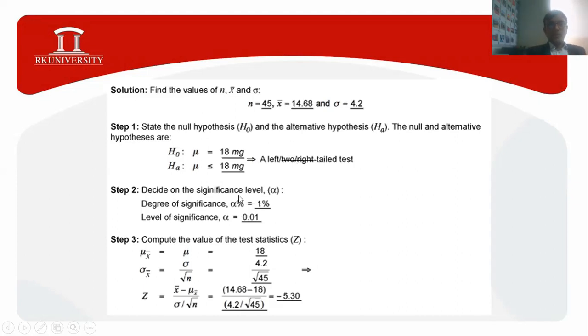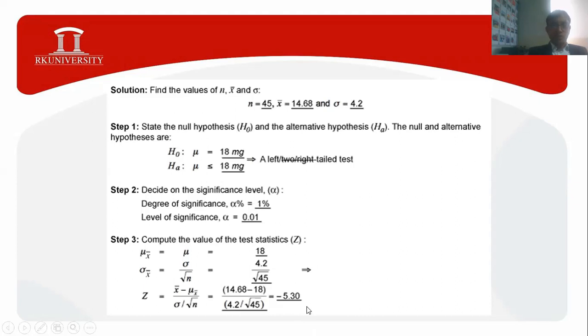Then we have also decided the level of significance, which was already given, that we want to test this hypothesis at 1% level of significance. We have also identified which test statistic is going to be applied. Here we are going to use the Z test, and the formula for Z test is x bar minus mu, that means sample mean minus population mean, upon the standard error, which is sigma upon square root n. By putting all these values, we get the calculated value of Z, which is minus 5.30.